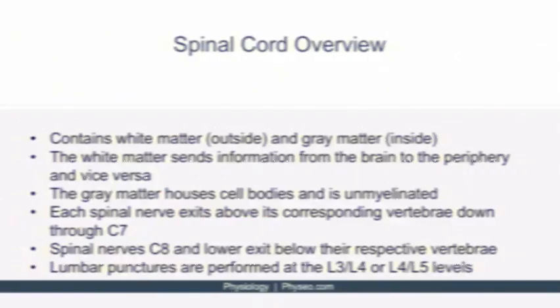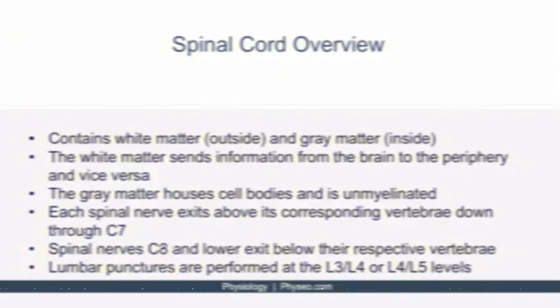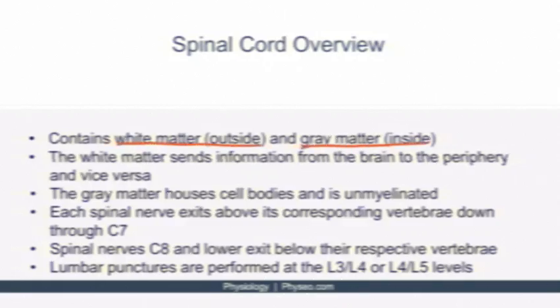Let's just review the basic things about the spinal cord that you need to know. The spinal cord contains white matter, which is on the outside, and gray matter, which is on the inside.